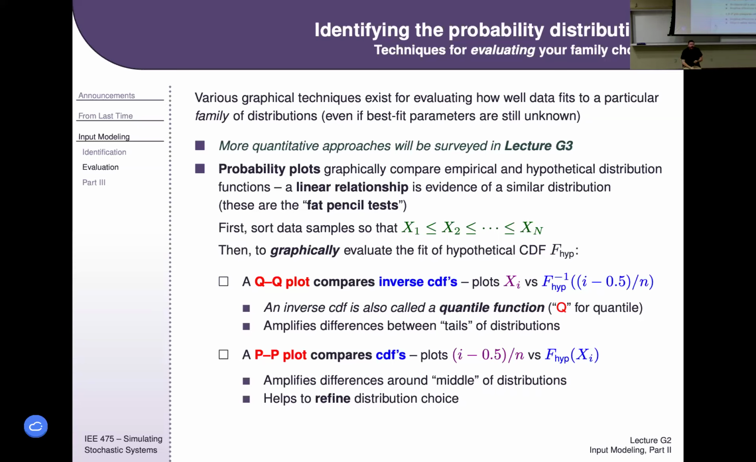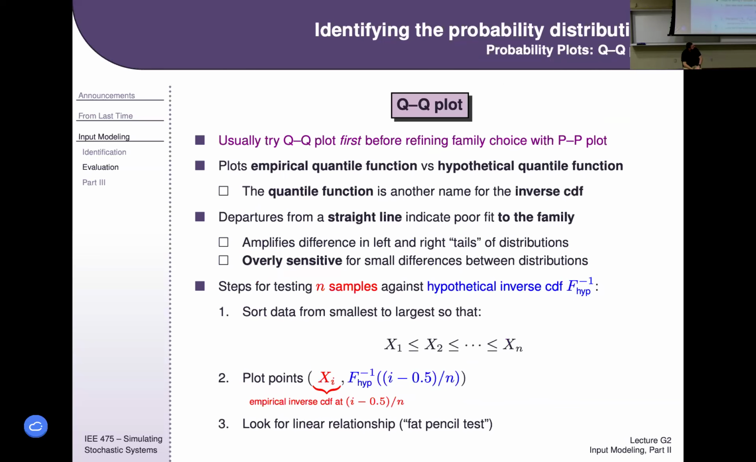There are two ways to do that. We do the QQ plot first, and if it turns out that it matches well, then we move on, and any further discrimination we want to do between distributions, we do with a PP plot. We don't do the PP plot first, because you have to meet the conditions of the QQ plot before the PP plot works well. So let's see how each one of those works. Let's start with the QQ plot.